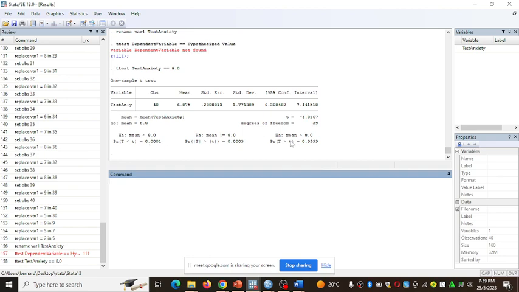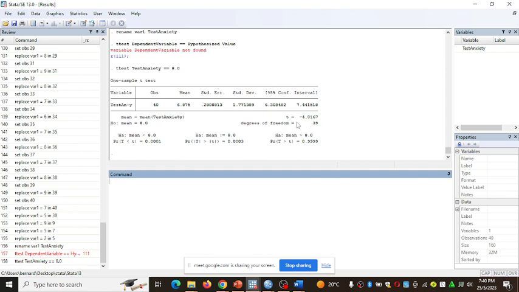Okay, this is the output of the t-test. It means we have 40 observations. This is the mean of the test anxiety. We have the standard error for the estimates, the standard deviation, and the 95% confidence intervals here. The mean is this mean here.